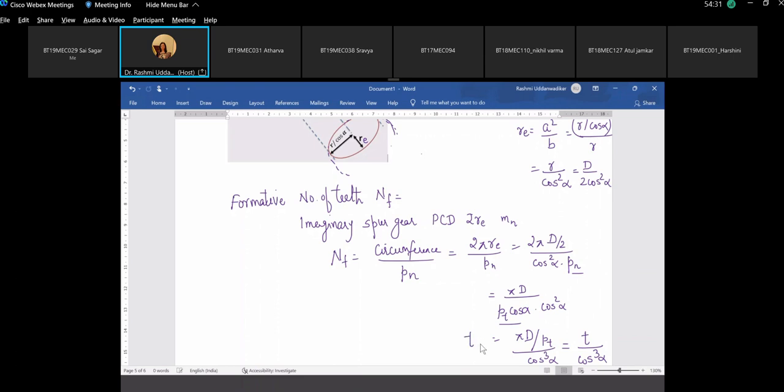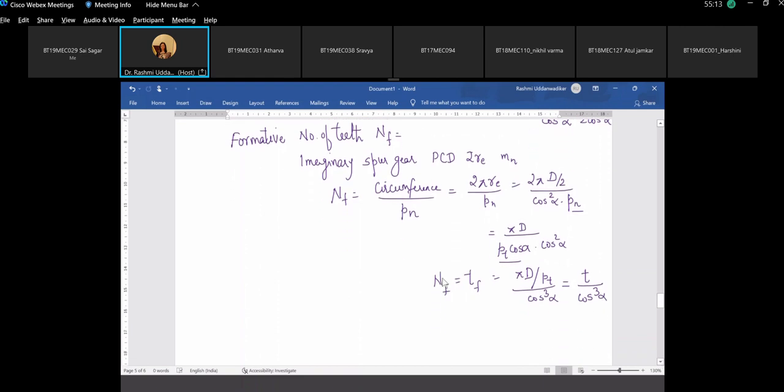So you take it down as TF, or in a few books it is mentioned as NF. So the formative number of teeth, I am repeating, is the equivalent number of teeth on the spur gear, assuming we are replacing a helical with a spur gear. In the design of spur gear, we are using minimum number of teeth on pinion as 25. So in case of helical gear, when you are using 25 for calculation of Lewis form factor Y, you will be using 25 upon cos cube alpha, where alpha is whatever helix angle is given in the problem, 18 degrees, 20 degrees, 21 degrees.